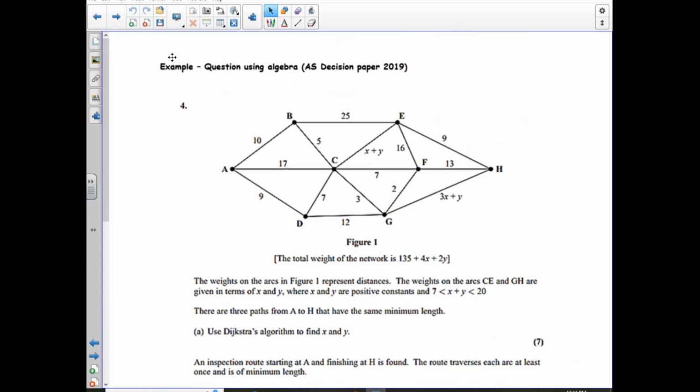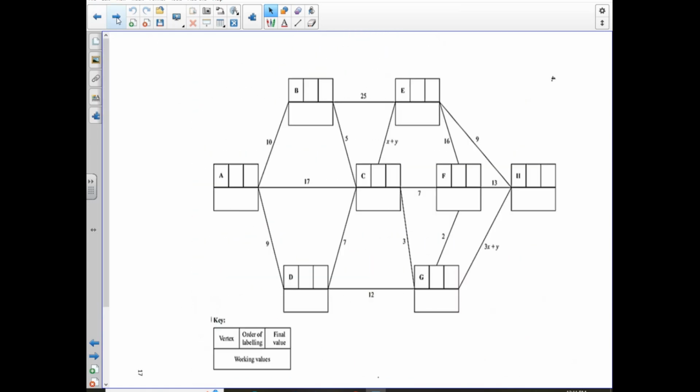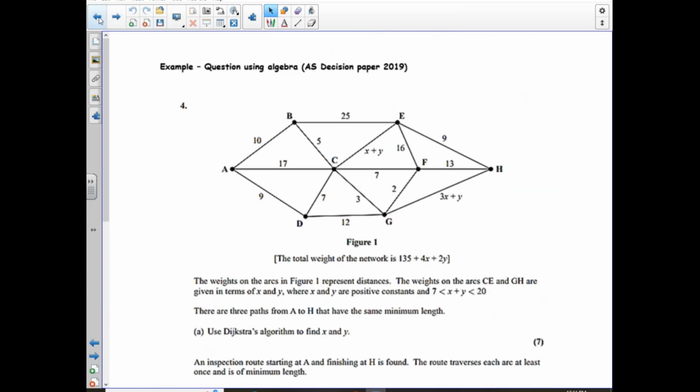So if you're happy and you want to have a go at this yourself, absolutely do that. So you've got the question on one page and then you've got the answer booklet on the other page, which is a little bit annoying. We're doing this 2019.